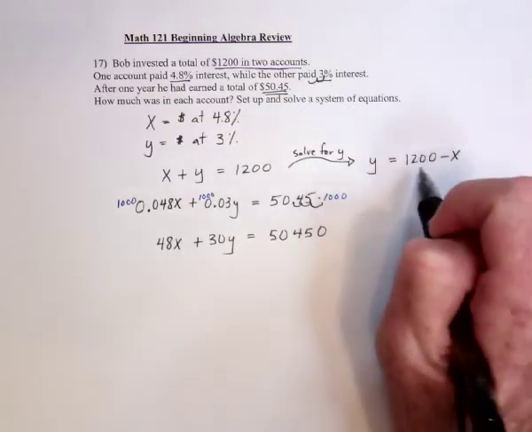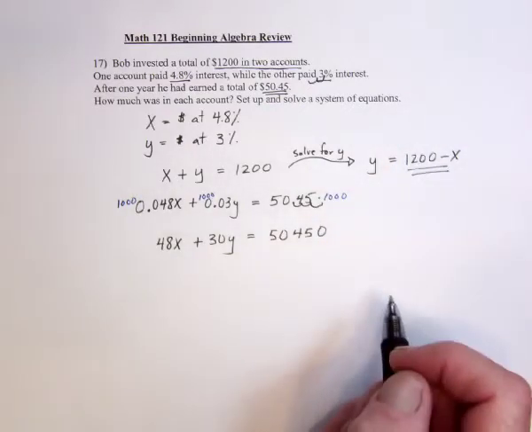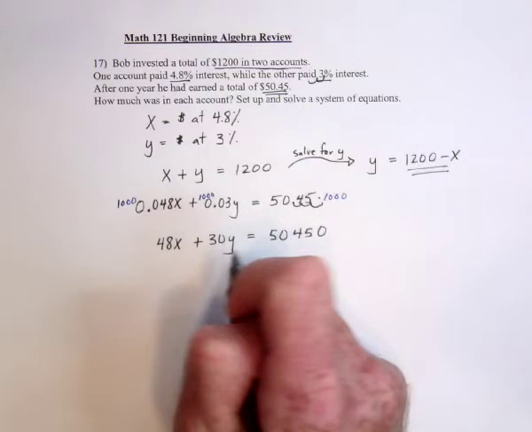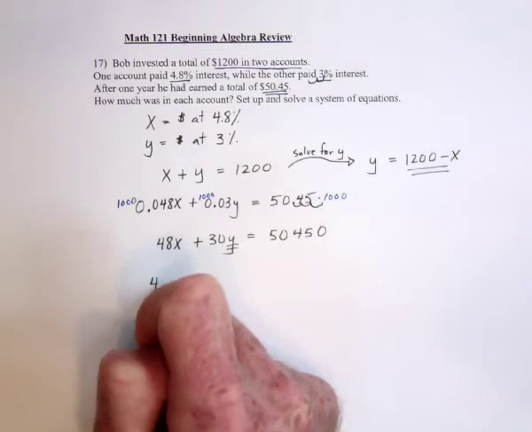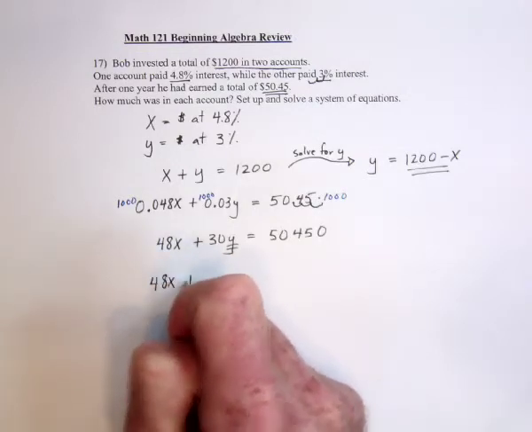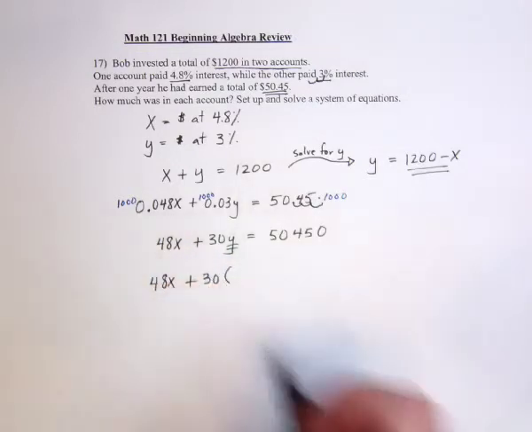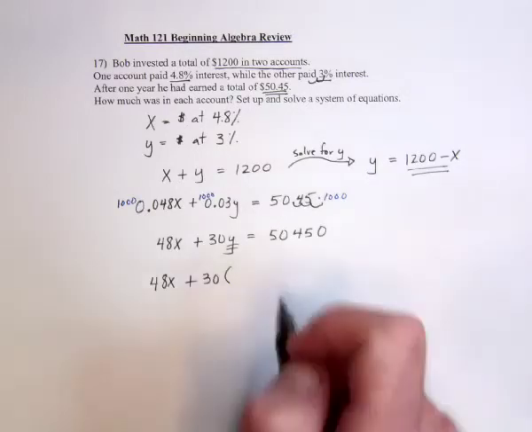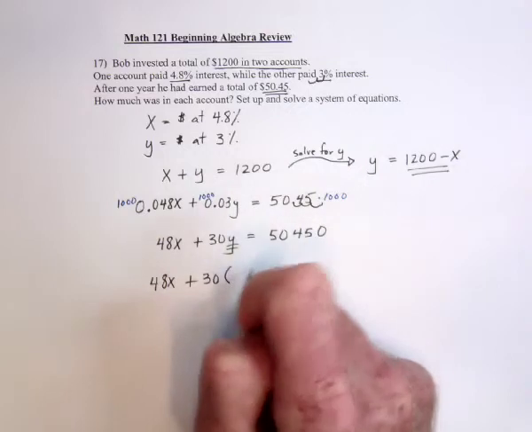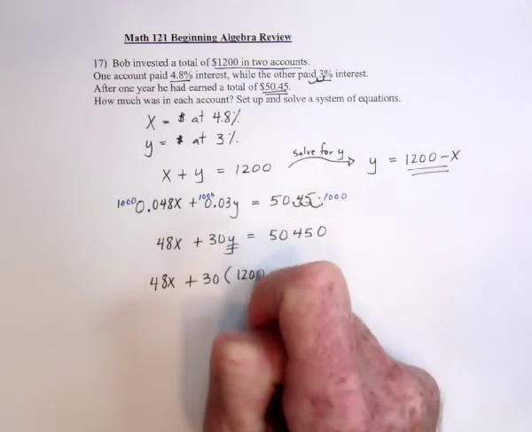Then what you do is you take that thing, which we just found out y equals, and we plug it in for that y right there. So we'll still have the 48x plus 30, and now instead of the letter y, we put what y is equal to, which is 1,200 minus x.